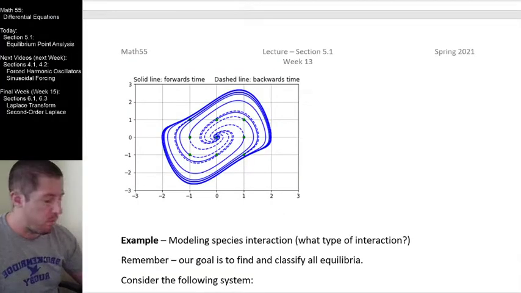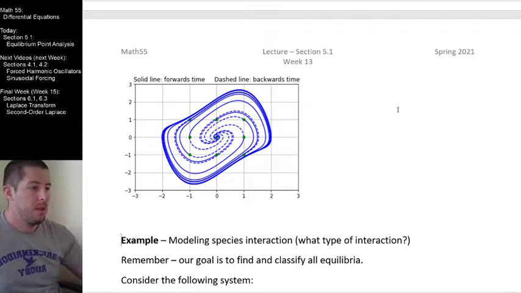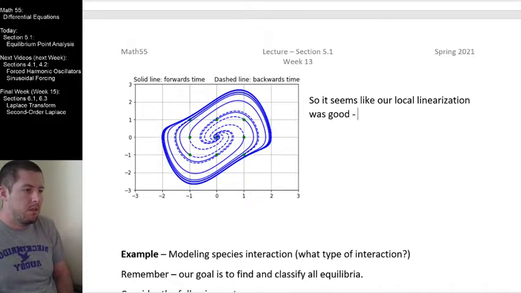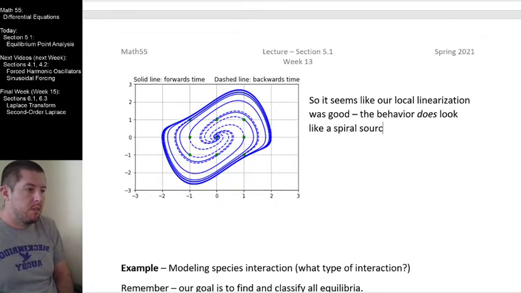So coming back over into Word here, I just kind of want to conclude exactly what I just said. The behavior does look like a spiral source near 0, 0.